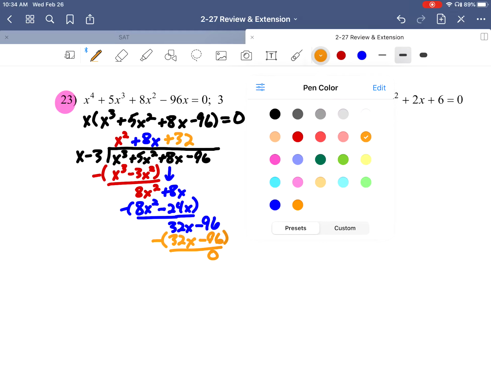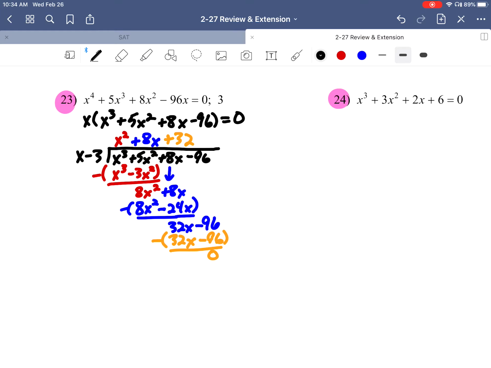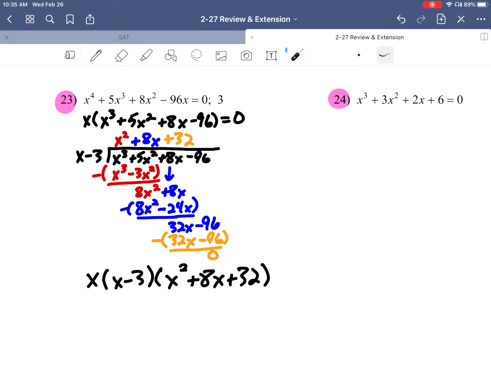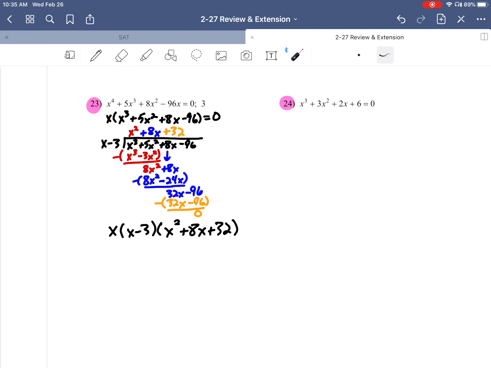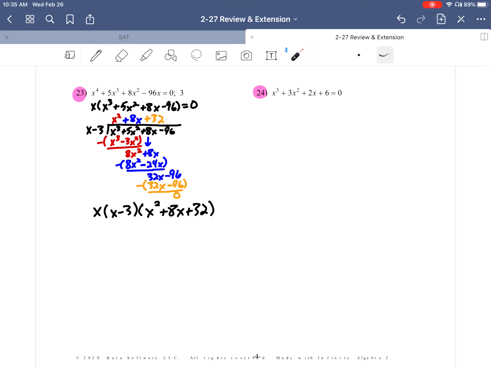So now we can rewrite our equation one more step further along the way. We have x, that's from this right here, and then we're going to multiply that by the quantity x minus 3, and then we're going to multiply that by the quantity x squared plus 8x plus 32. Now, when I look at this, I think, can that be factored? And it cannot. So I'm going to use the quadratic formula on this.